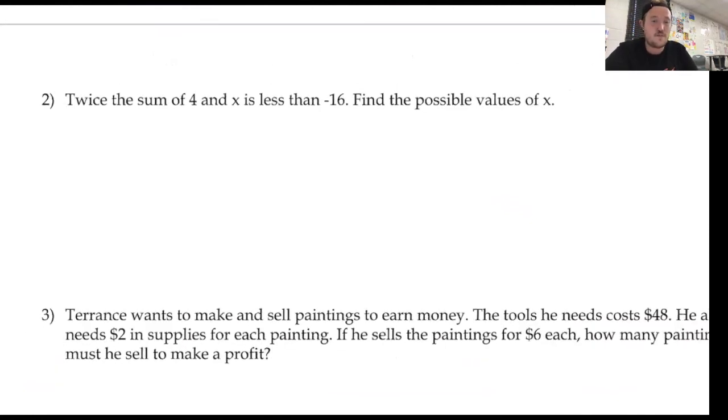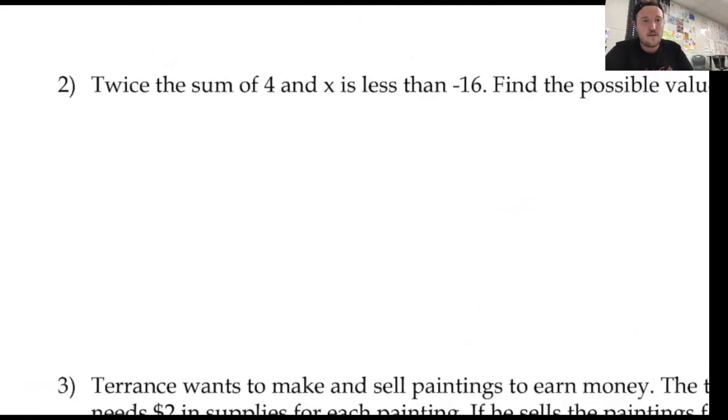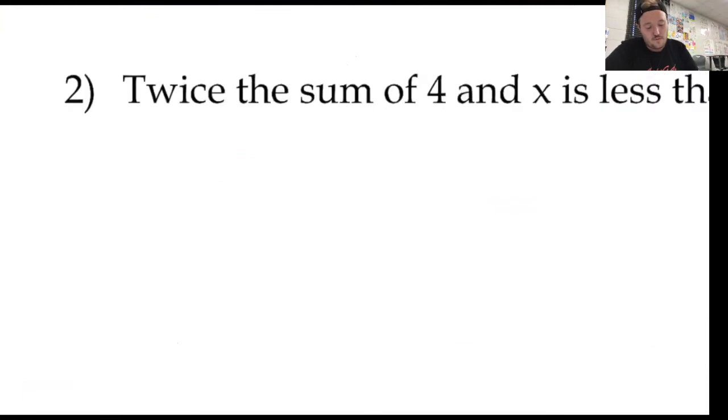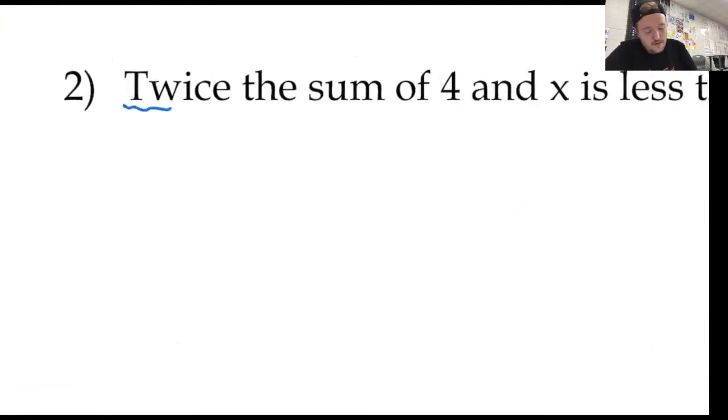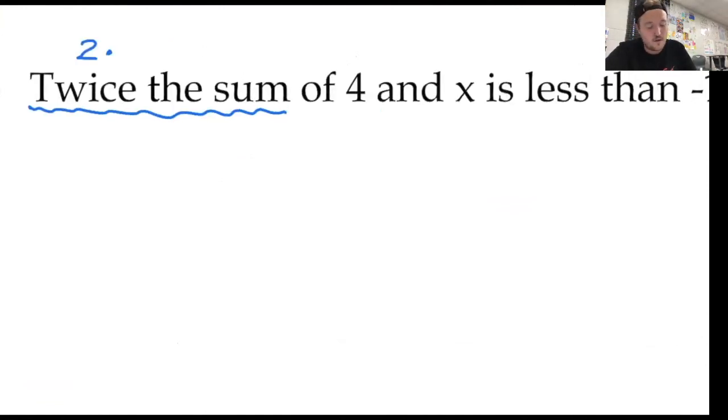Twice the sum of 4 and x is less than negative 16. Find the possible values of x. All right, so when it says twice the sum, this means I'm going to do 2 times the sum of that value. So I want 2 times the sum of 4 and x. So I'm going to add 4 and x together, and then I want to multiply that by 2.